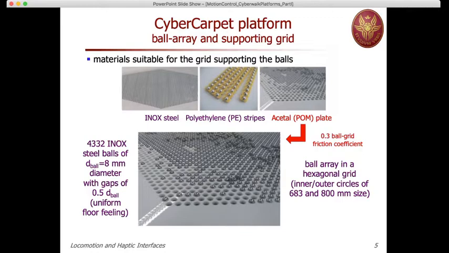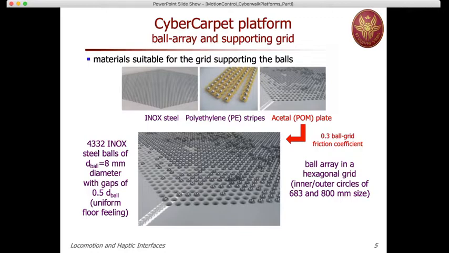Eventually, we ended up with this hexagon that you can see on top left, which is inscribed in an outer circle of 80 centimeters of size, and the inner circle is about 68 centimeters of size. There's a huge number of balls that have been placed, more than 4,000 balls, each of a diameter of 8 millimeters, so that when you place your foot on this ball array, you have a feeling of a uniform contact. There are also small gaps between one ball and the other. This is pretty much clear in the bottom figure. And as you see, they are placed in these holes, but without any restriction to their mobility.